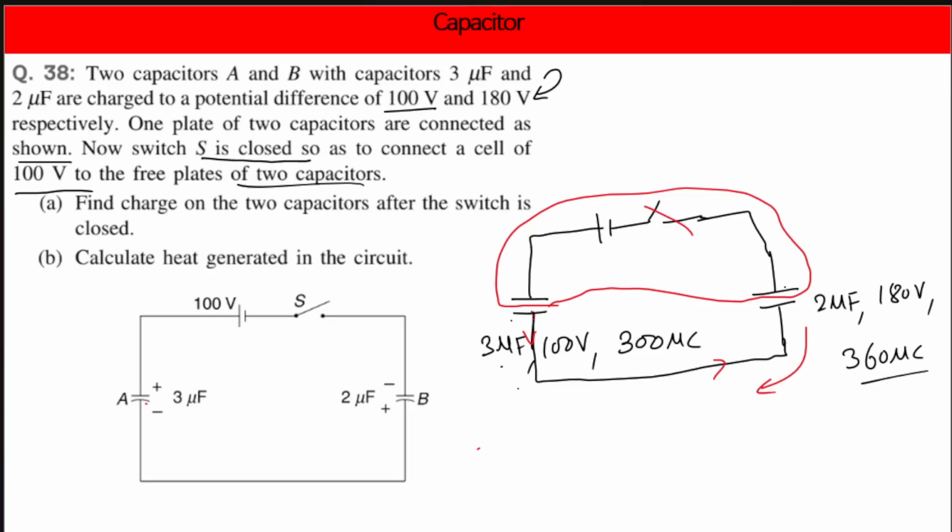Now let us see how much this constant charge will be. Initially, this was having positive charge, this negative, and this negative charge and this positive. Now look carefully at the sum of charges on these. This is plus 360, this is minus 300. So 360 minus 300 microcoulomb, which is 60 microcoulomb. So the sum of charges on these two bottom plates is 60 microcoulomb.